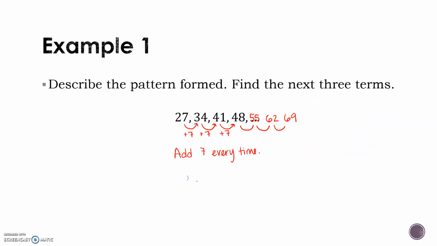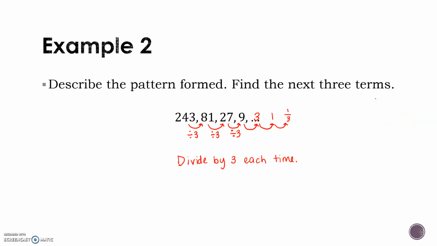So on these two problems before us, we would say, okay, we're adding 7 every time, so my formula would be a sub n equals a sub n minus 1 plus 7, because I take the previous term and add 7 to it. Here, it would be a sub n equals a sub n minus 1 divided by 3. That would be my rule every time.